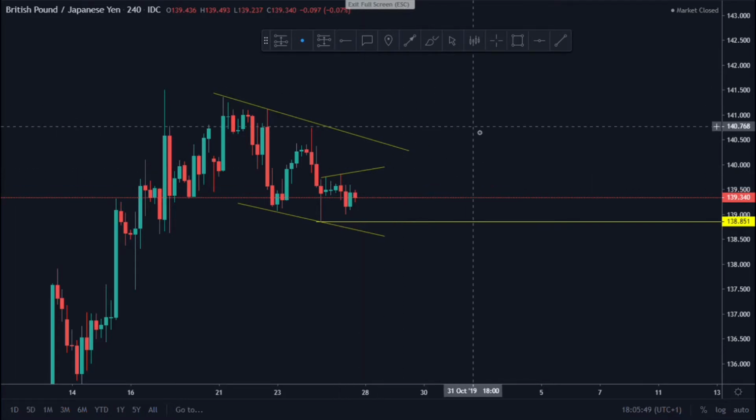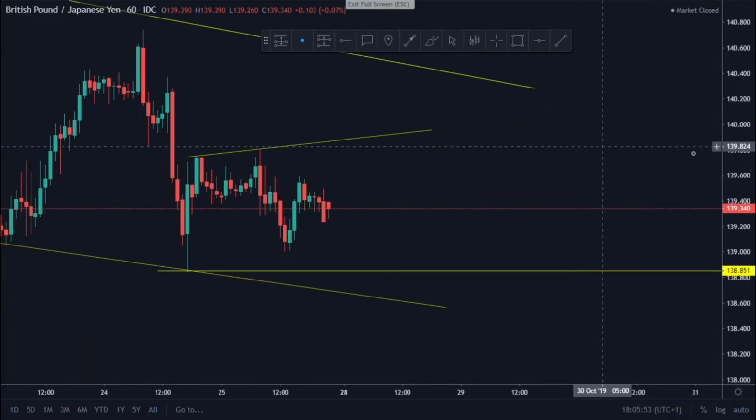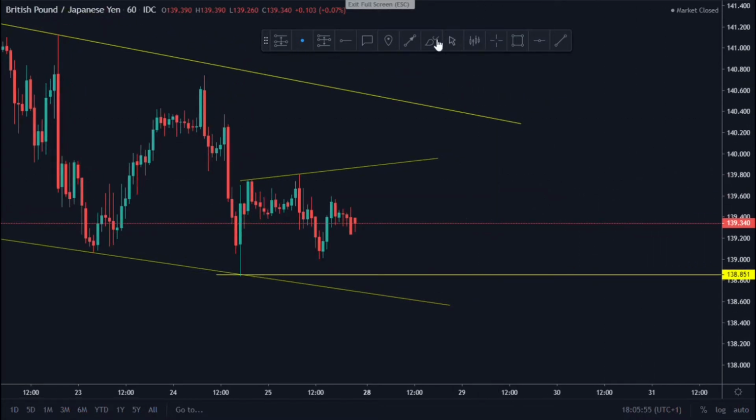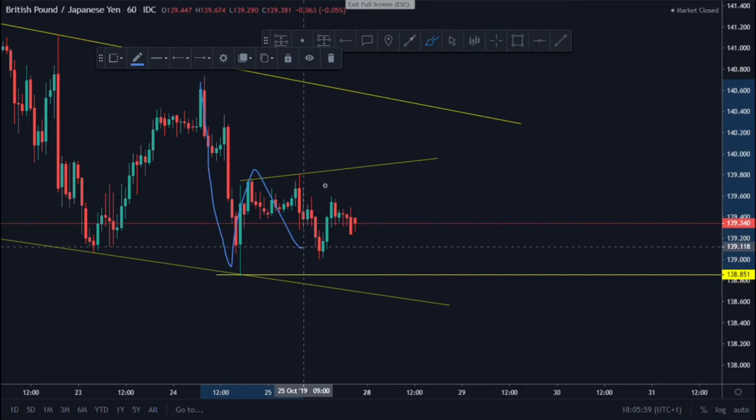So if we look at where we are on the hourly, this is where we can start to see where we're going to get involved and what it really is. So we've got an impulse to the downside. This is in that correction.